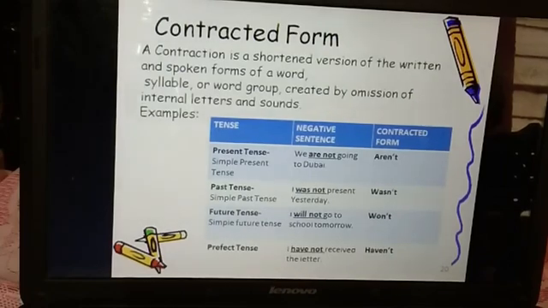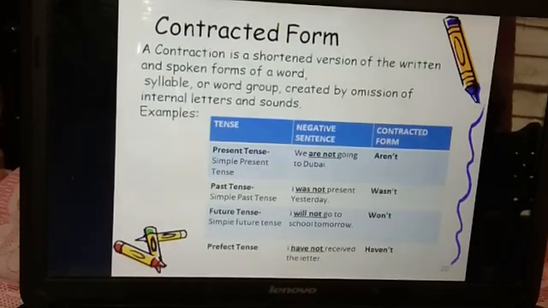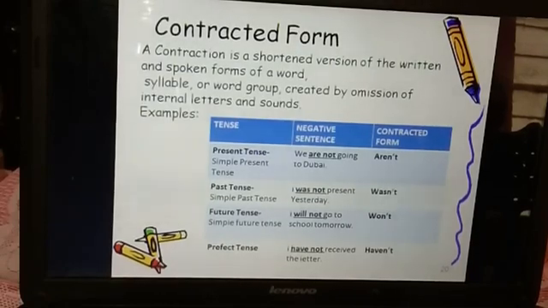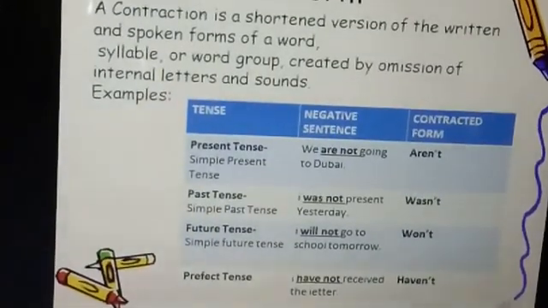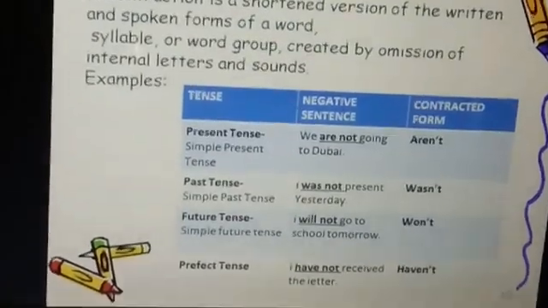Now, contracted form is what? It is a shortened version of the written and spoken forms of a word, syllable or group of words created by omission of internal letters and sound. So generally we will be taking the verb added with the word not, and we will contract those two words.